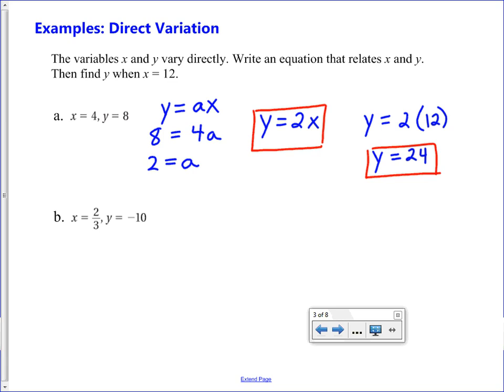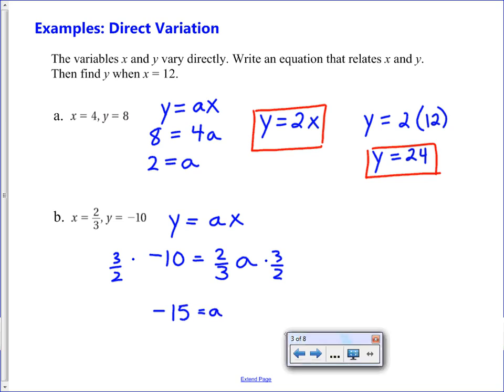All right, let's try this next example here. Still direct variation, so I'm going to start with the equation y equals ax. This time y is negative 10 when x is 2/3. I like to write the number first and then a, so 2/3 a. To get rid of this 2/3, we're going to divide both sides by 2/3, which means we'll multiply by 3/2. This side comes out to negative 30/2, which is negative 15.